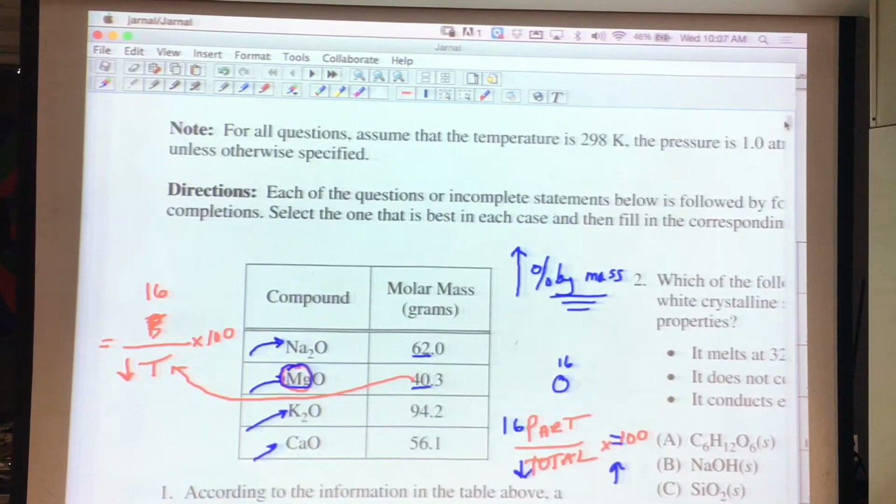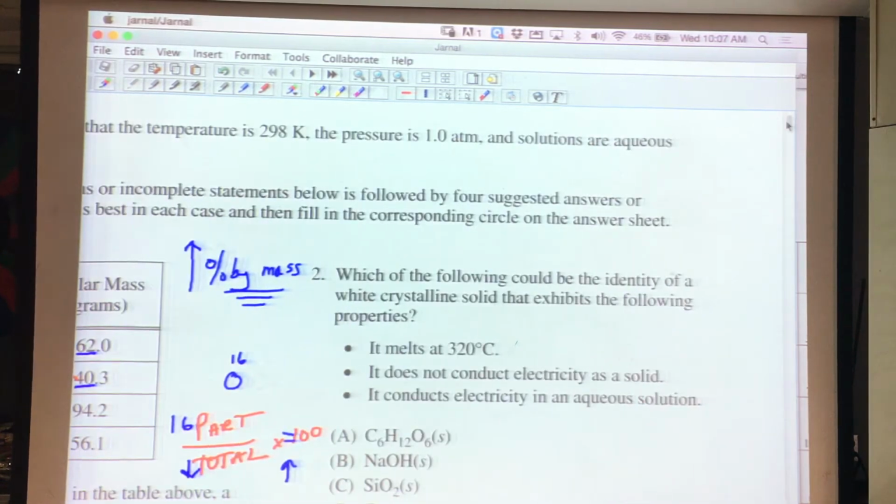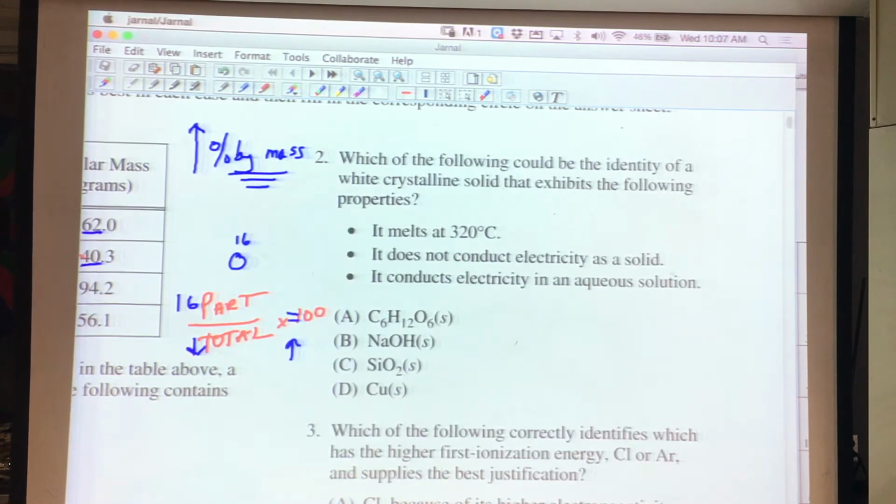Okay, number 2. Please stop me if that's not good enough in explaining it. Okay, and you should be starting to see some parallels. Okay, I want to identify a white crystalline solid. All right, now it melts at 320. Okay, does not conduct electricity as a solid.